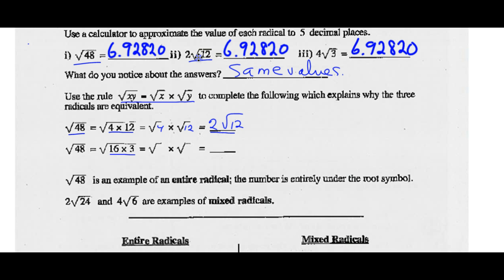48 also can be written as 16 times 3. So using this rule, I would rewrite this as square root 16 times square root 3. And we know the square root of 16 is 4. There is no square root of 3 to simplify. So now, radical 48 is the same as 4 radical 3.